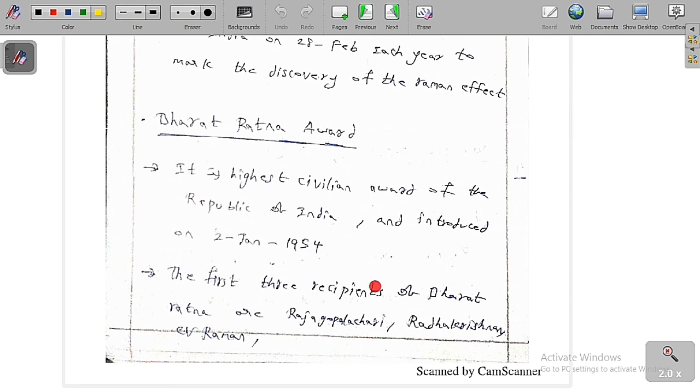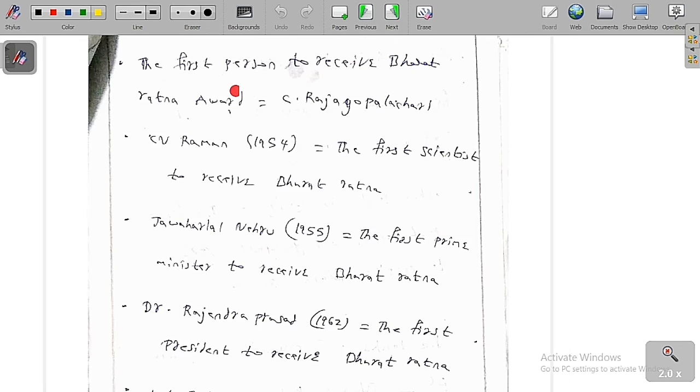The first three recipients of the Bharat Ratna are Dr. C. Rajagopalachari, Radhakrishnan, and C.V. Raman. Out of these three people, the first person who received the Bharat Ratna award was C. Rajagopalachari. And C.V. Raman, in the year 1954, was the first scientist to receive the Bharat Ratna.